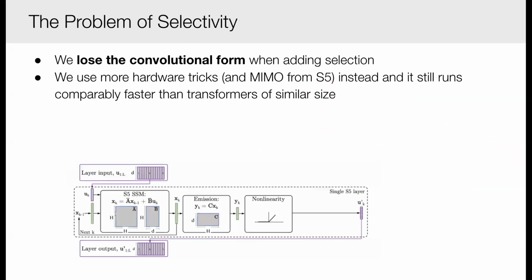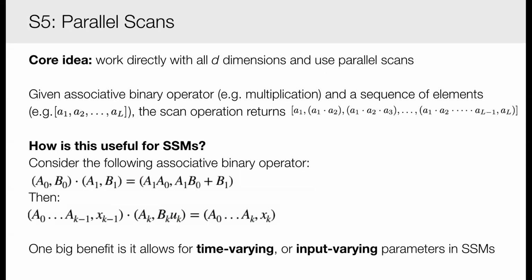The problem with selectivity is you lose this convolutional form. So instead, we use the hardware tricks from S5, and we get a solid runtime compared to before anyway, because we have parallel scans. And parallel scans are basically a scan from before.